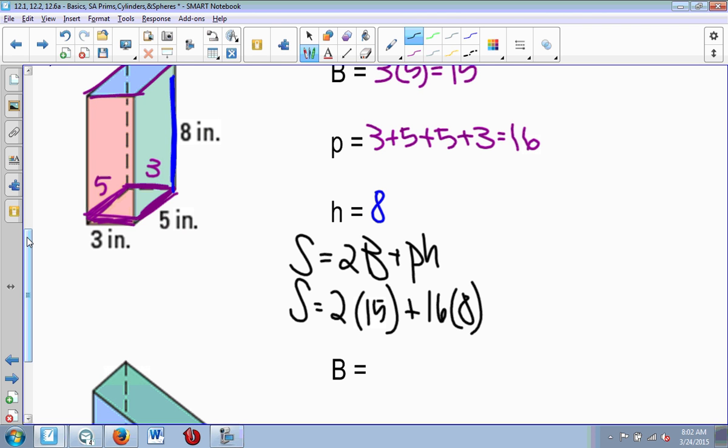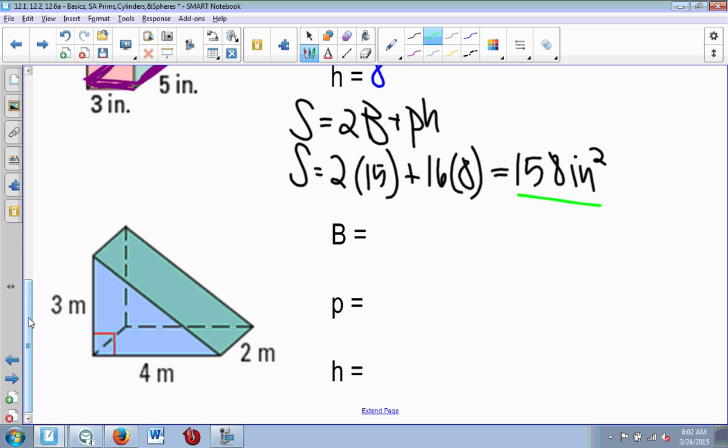And all I have to do is a little multiplication and some addition. So if I multiply and then add, I get a total surface area of 158. And since I have units in the problem, I would need units in the answer, and it would be in inches squared because we're finding an area. Anytime we're finding an area, it's going to be inches squared. So that would be my final answer for the problem, 158 inches squared.